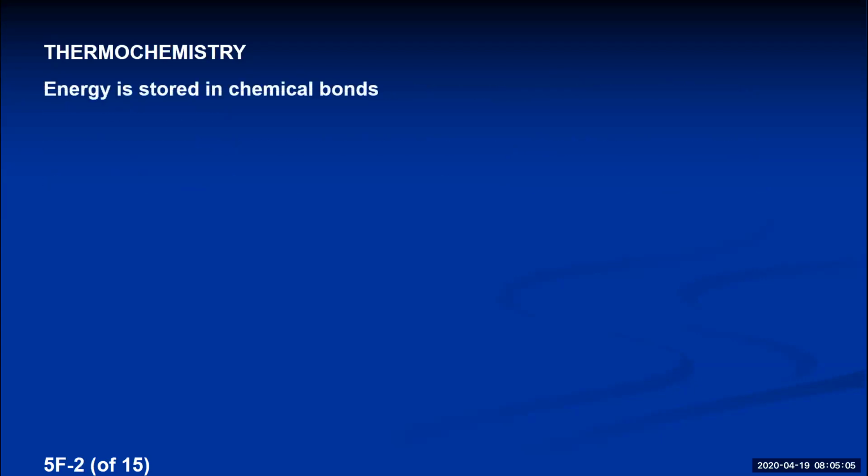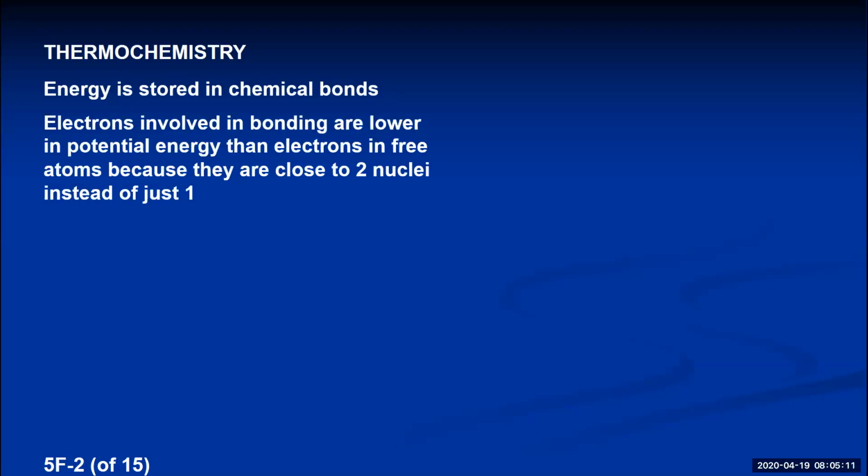Now, energy is stored in chemical bonds. Chemical bonds are actually more stable for electrons than free atoms. Electrons involved in bonding are in a lower potential energy state than electrons in free atoms because they're close to 2 nuclei instead of 1.